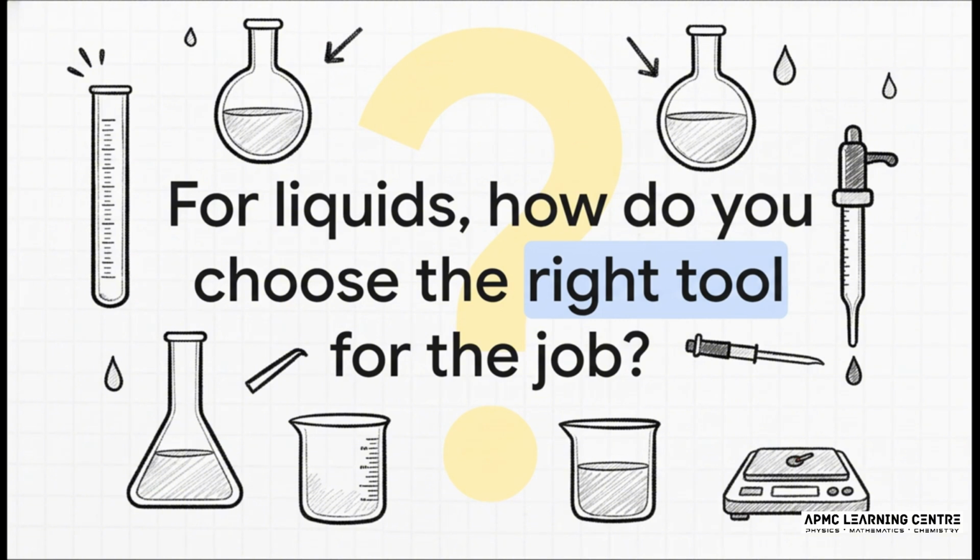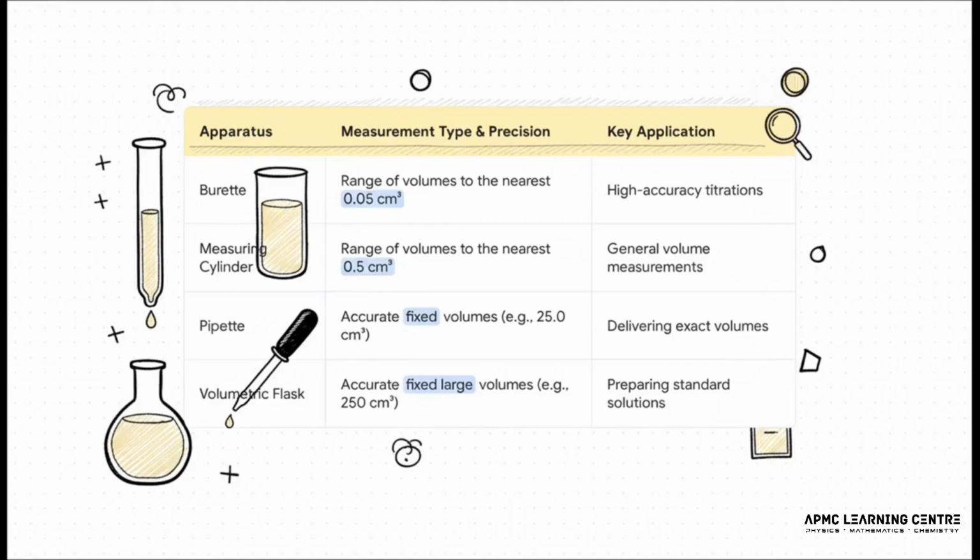Well, it all boils down to one simple, crucial word: precision. Think of this slide as your apparatus decision-making cheat sheet. It's all about matching the tool to the task. So let's say you need extremely high accuracy, like you're making a pharmaceutical solution. You're going to reach for a burette, which can measure down to the nearest 0.05 cubic centimeters. That's incredibly precise. But what if you just need a rough estimate, like for a simple classroom experiment? Well, then a measuring cylinder is totally your best bet.